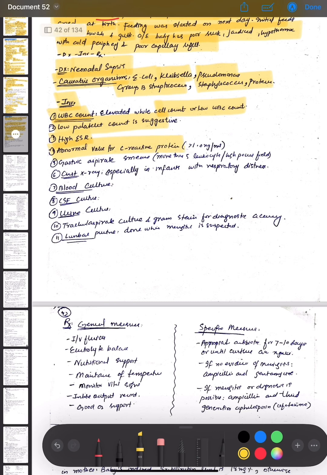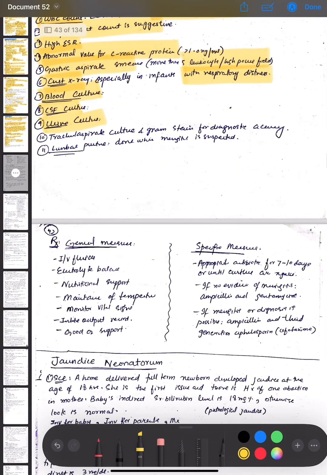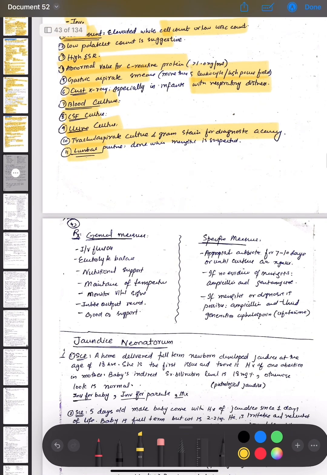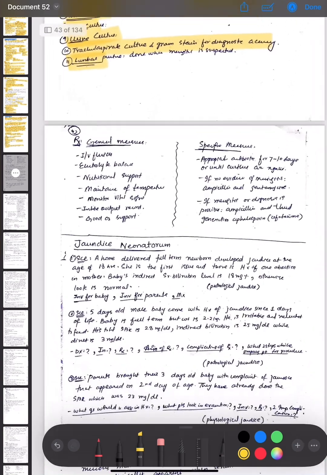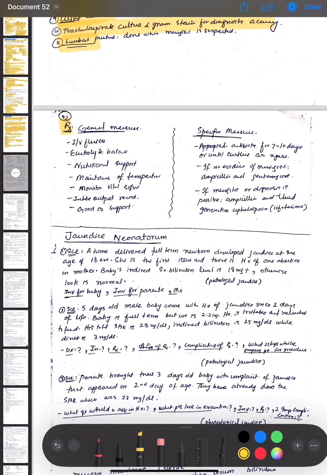Gastric aspirate smears with more than 5 leukocytes. Chest X-ray, especially in infants with respiratory distress, and blood culture, CSF culture, and urine culture are done for the causative organism. Tracheal aspirate culture and Gram staining are done for diagnostic accuracy, and lumbar puncture is done when meningitis is suspected. The treatment options for neonatal sepsis are general measures and specific measures.